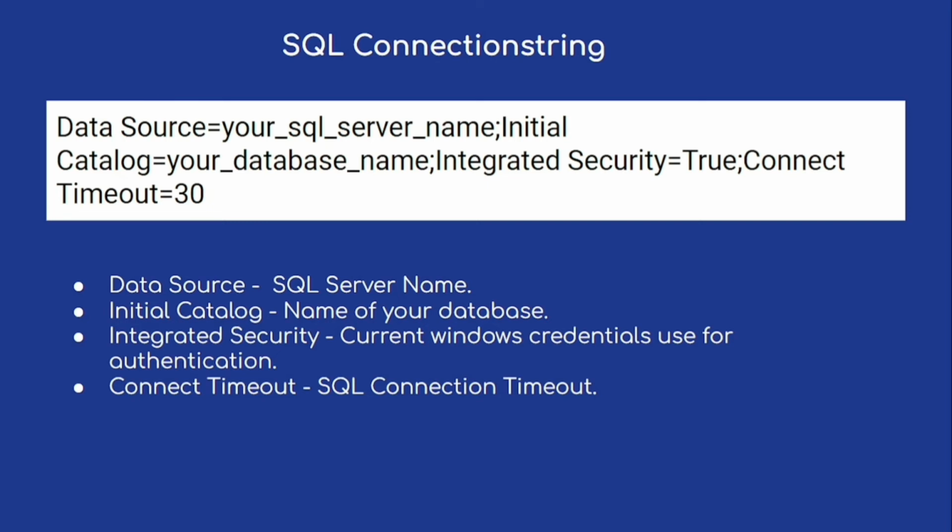First, you can see Data Source. In Data Source equal to, you have to specify the name of your SQL Server. Next, after a semicolon, Initial Catalog, which is nothing but the name of your database. Next, Integrated Security equal to true. That means we are not going to specify the username and password explicitly. We are telling the application or database to accept the current logged-in user of your local machine's Windows system. That is Integrated Security equal to true.